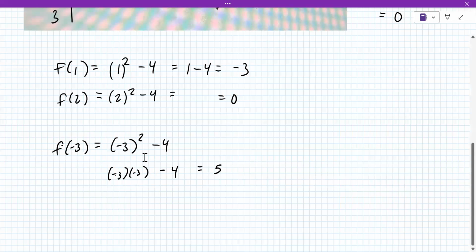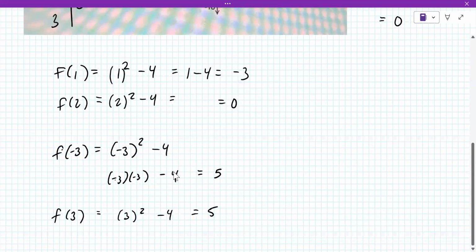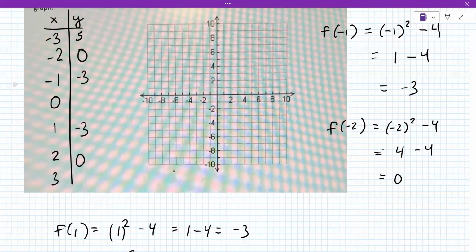Yes, right. So when I asked you for f of 3, it's 3 times itself. 3 times 3. Then you subtract 4. What does that become? 5. Good. Now we go back to the table and we fill in our table, 5 and 5.